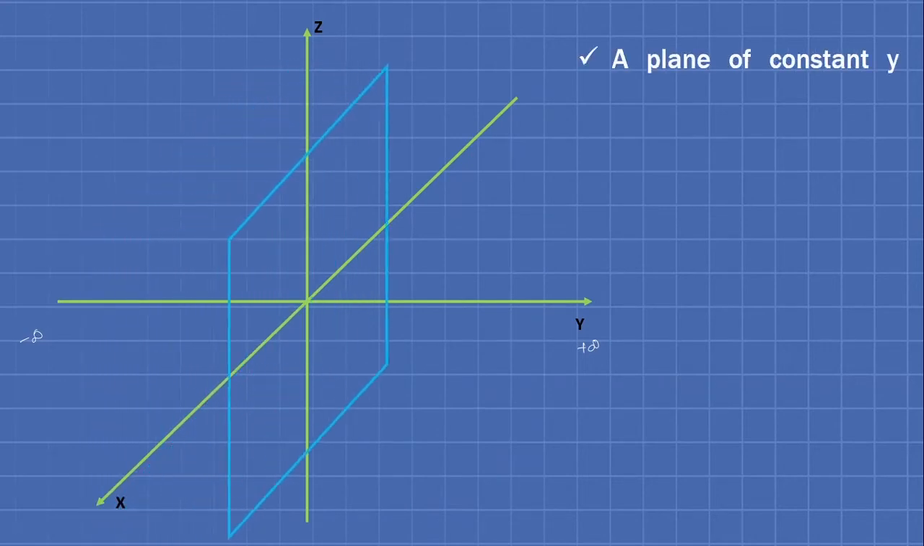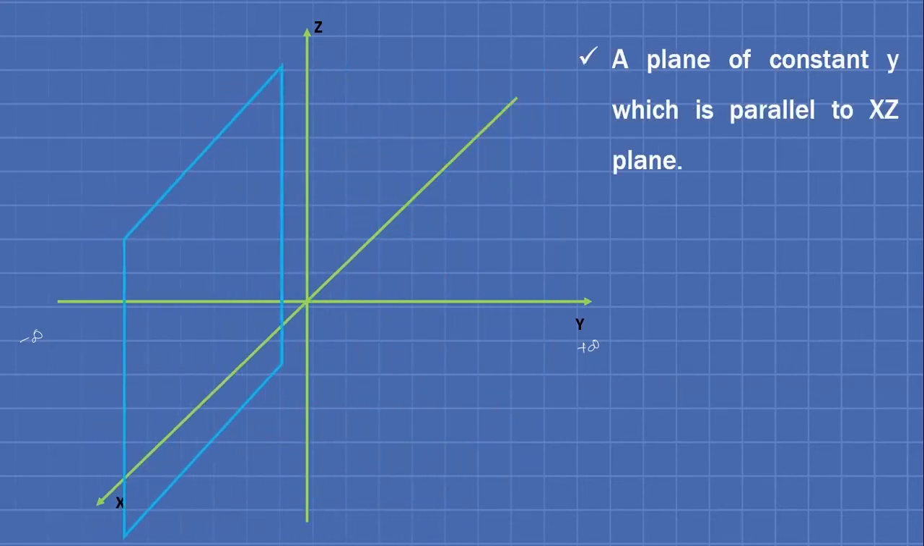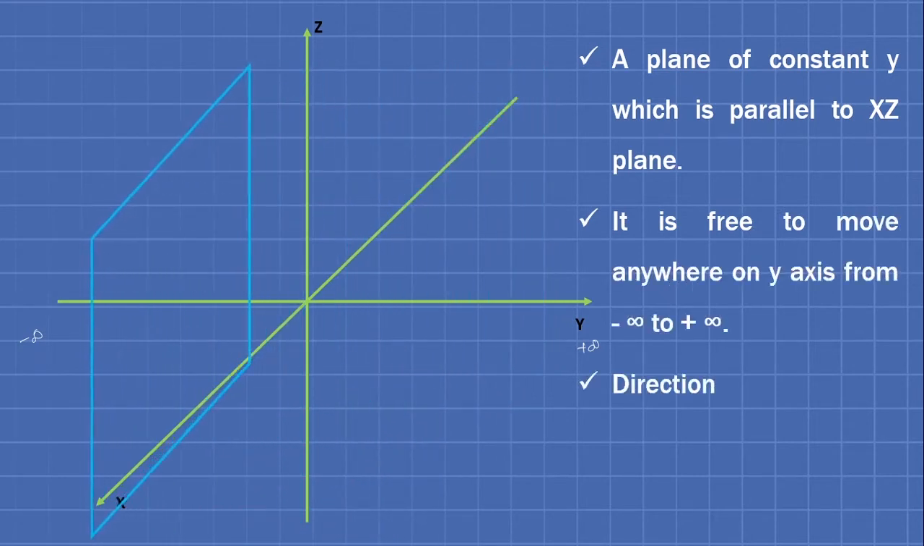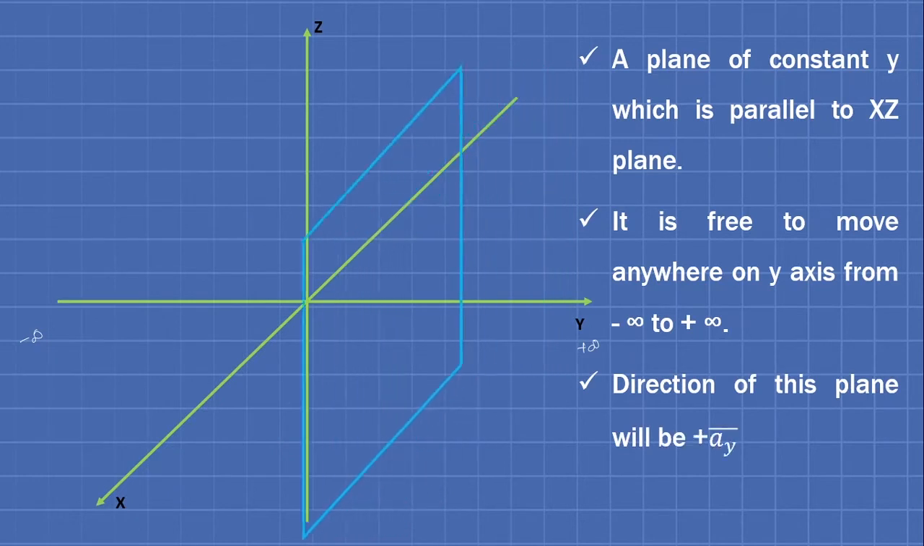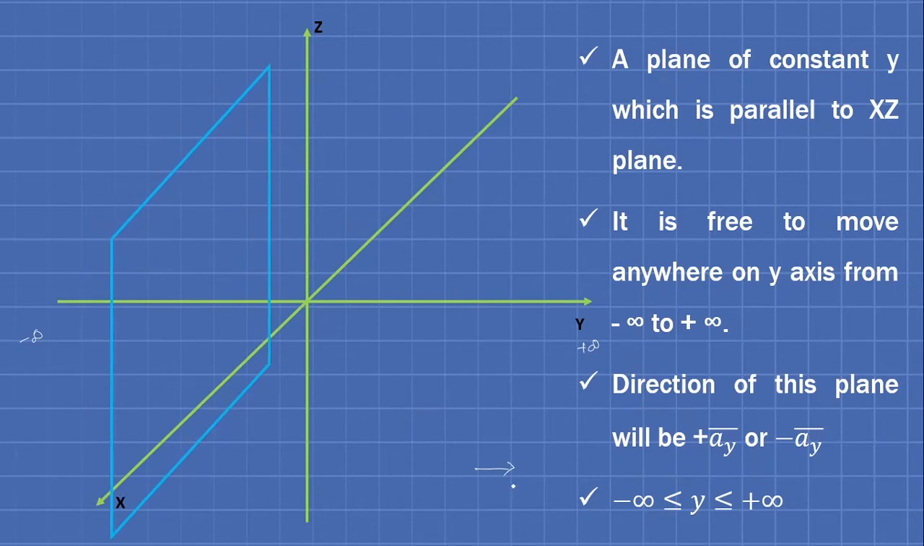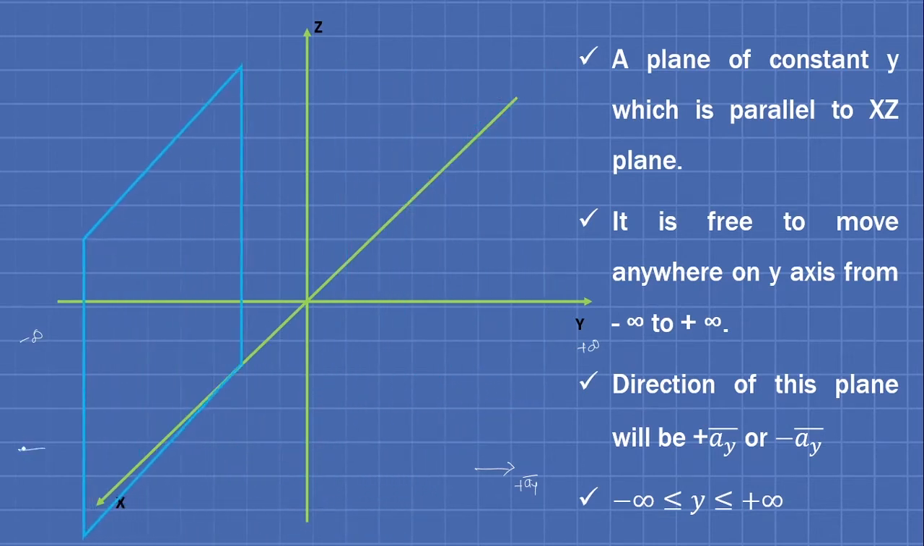So a plane of constant y, which is parallel to the xz plane, is free to move anywhere on the y axis, that is from negative infinity to positive infinity, and the direction of this plane will be either plus ay bar. So if it is in the right hand portion from the z axis, then its direction will be positive y. If it is in the left hand side portion from the z axis, then its direction will be negative ay bar, and it is free to move from minus infinity to plus infinity.